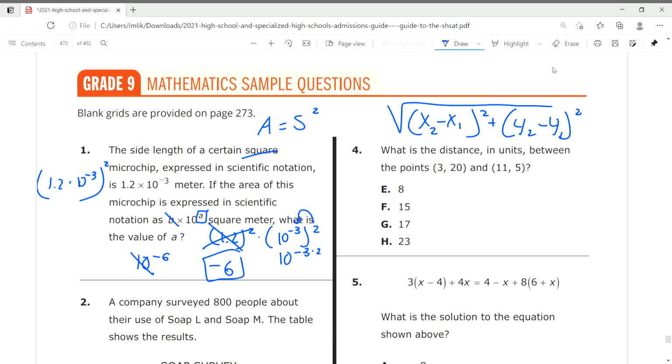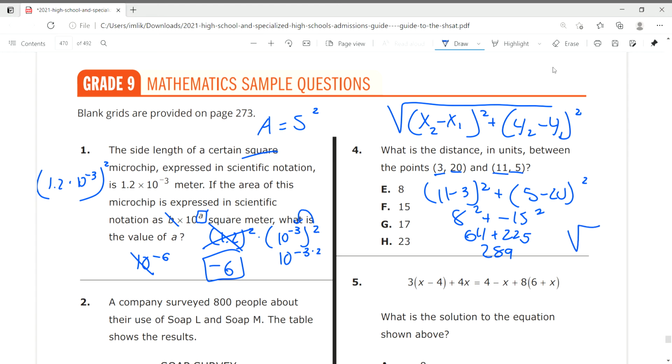So this is our x1, this is our x2, this is our y1. Sorry, this is our x2, this is our x1. So we'll do 11 minus 3 squared plus, this is our y2, this is our y1, so 5 minus 20 squared. I'll square root it at the end. It's going to be 8 squared plus negative 15 squared. This is going to be 64 plus 225. This is equal to 289. So now we have radical 289, which is equal to 17.